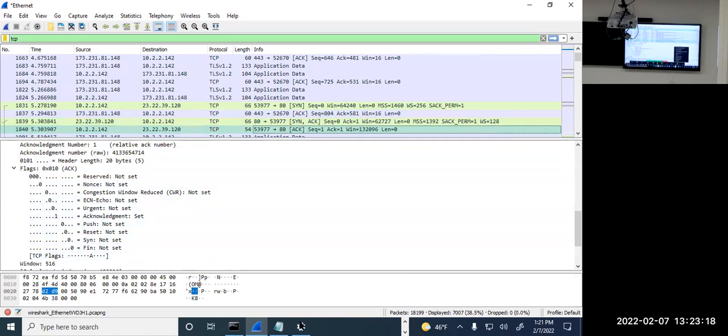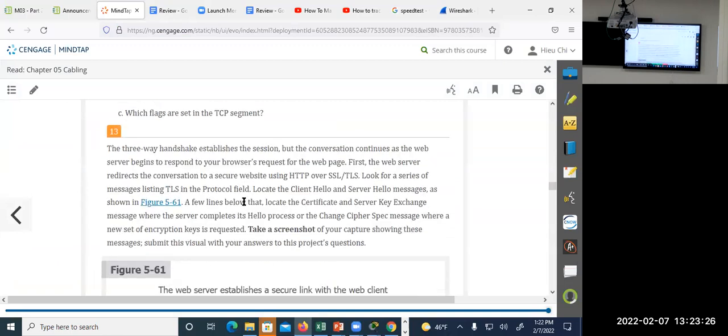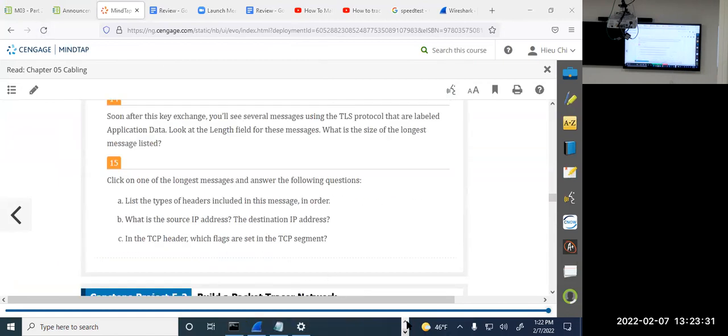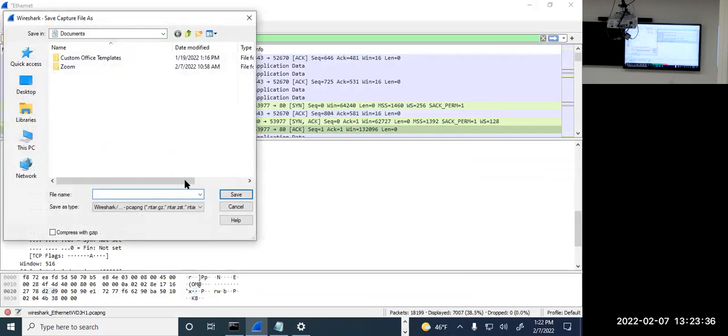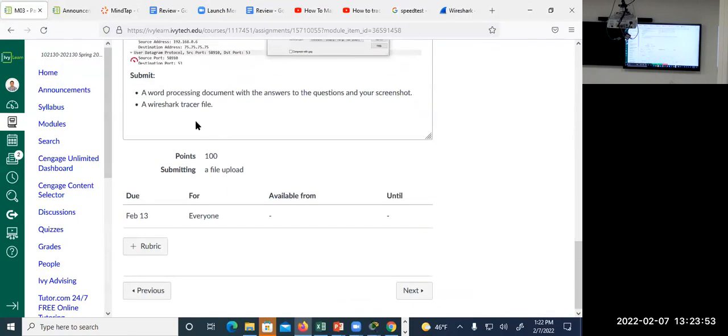Now, what else? You have to dig it down into Wireshark. And one more thing I want you to do is save this file and submit it also. You have to save the file and submit it after you show your work. So you have to submit a Word document with the answers and the Wireshark file.